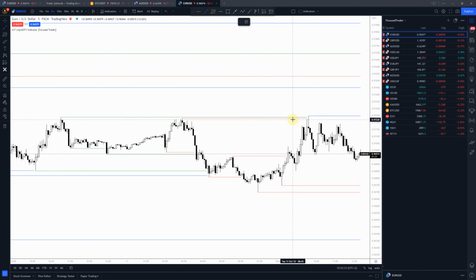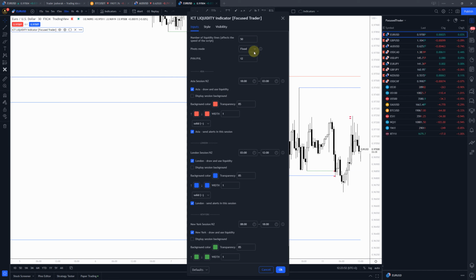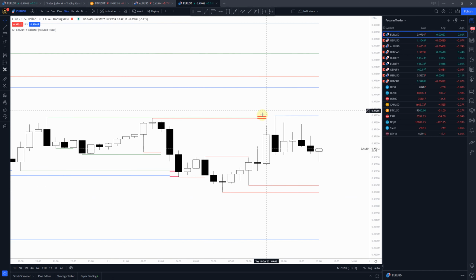So let me just draw lines here. Let me draw a line here. Let me draw a line here. And let me draw a line here. Okay, so I have drawn the lines that we should see on the 30-minute time frame with settings of 2. And that's how it is. You see these two lines here.